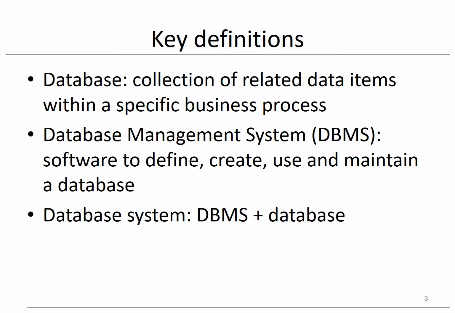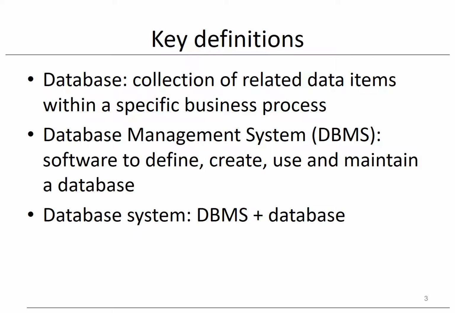Each data item has characteristics. A product has a product number, product name, and product color. A supplier has a supplier name and a supplier address. A purchase order has a purchase order number and purchase order date.